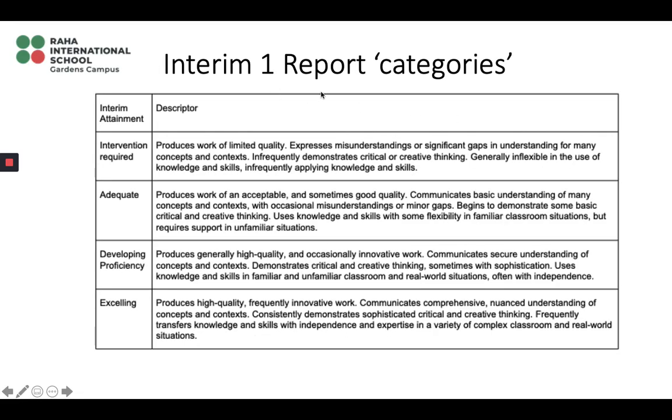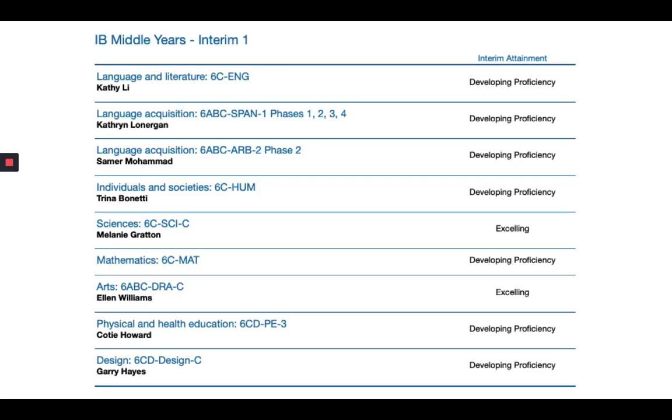The Interim 1 report categories, you can call them, as I've mentioned, range from intervention required at the bottom end to excelling. This terminology is taken straight from the general grade descriptors. It just gives you an idea in November of where the teacher sees your child as performing. And this is what the report can look like in November.